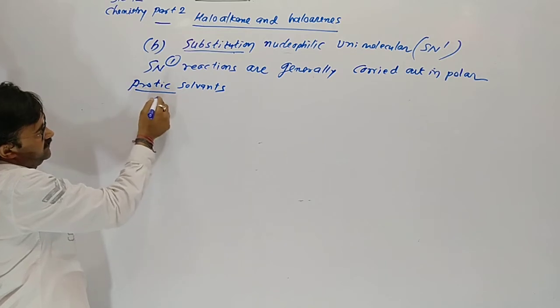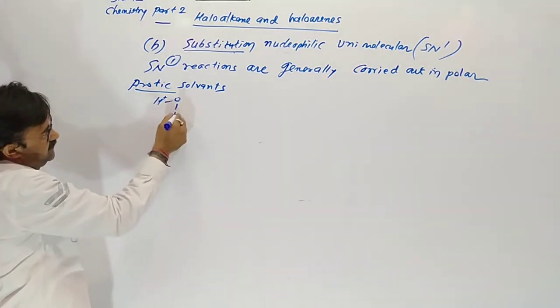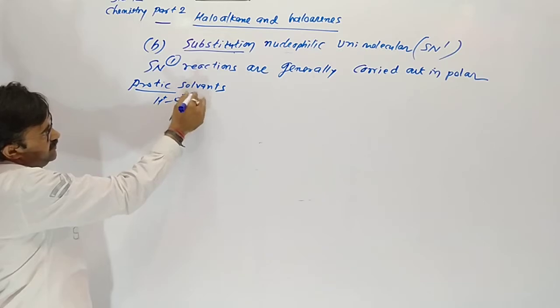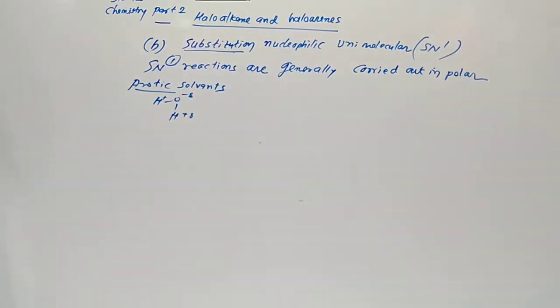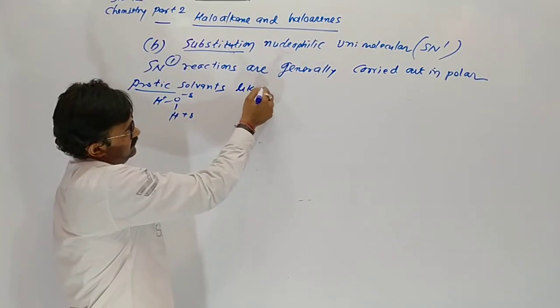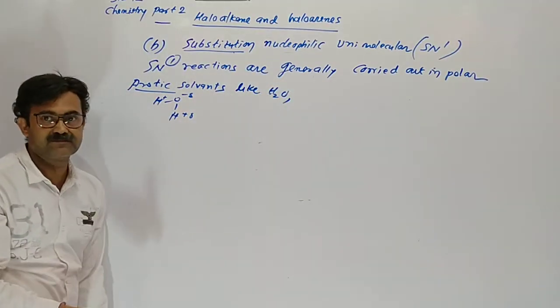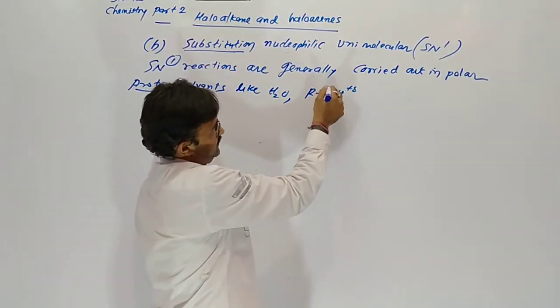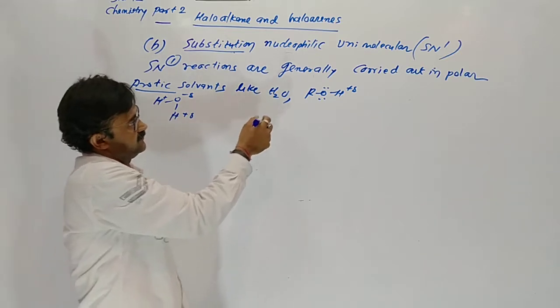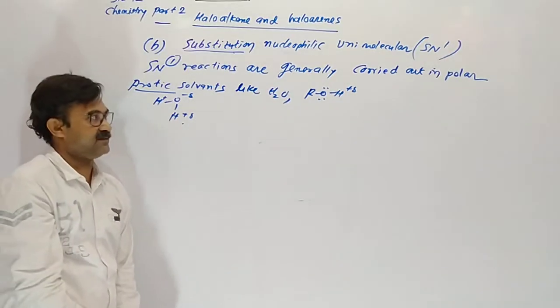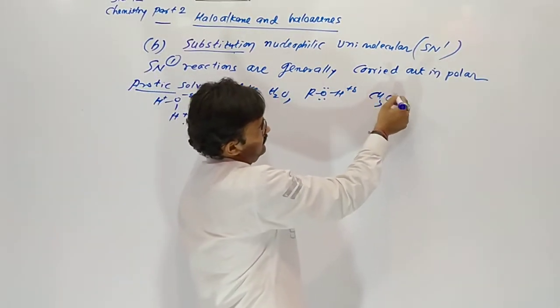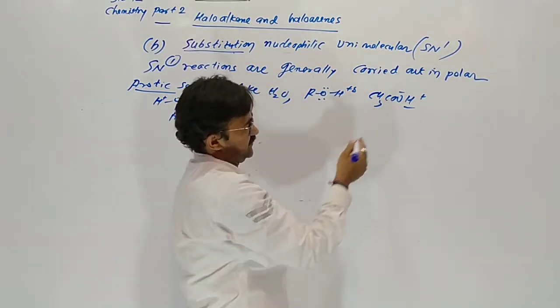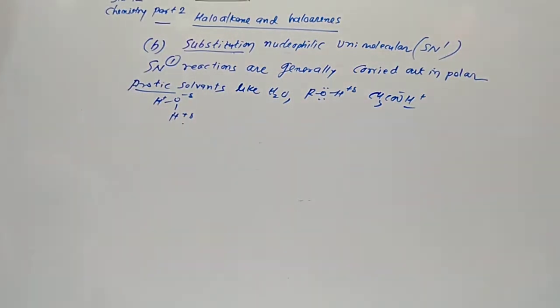Polar protic. Polar means like water. Hydrogen is partially positive, oxygen partially negative. Polar solvent like water, then alcohol. H plus is present, so it is protic. In water H plus is present, in acetic acid CH3COOH there is H plus, so it is called a polar protic solvent.